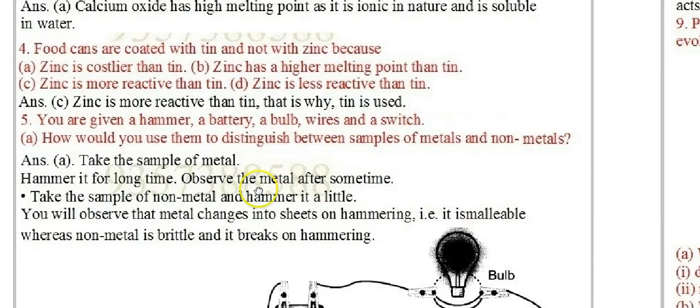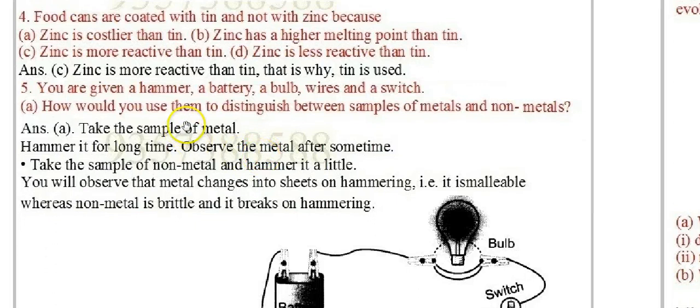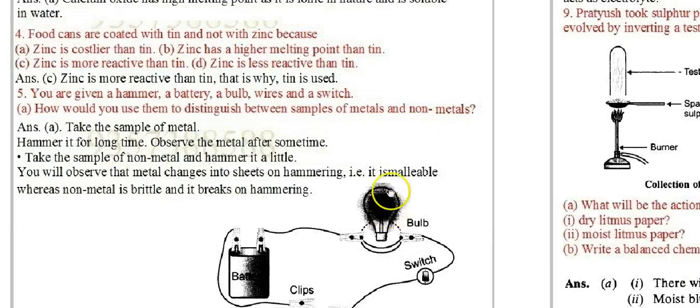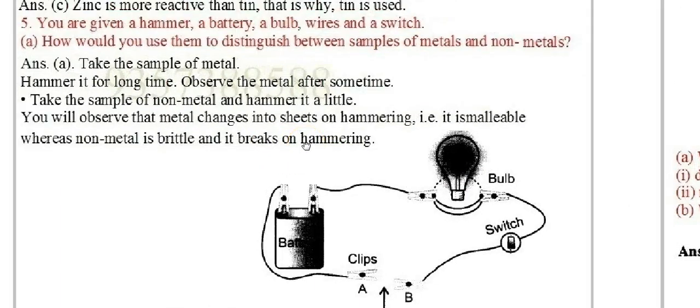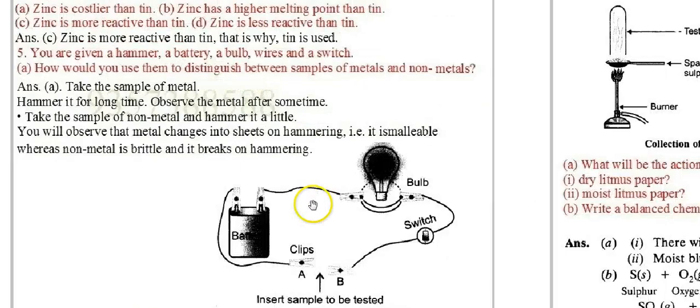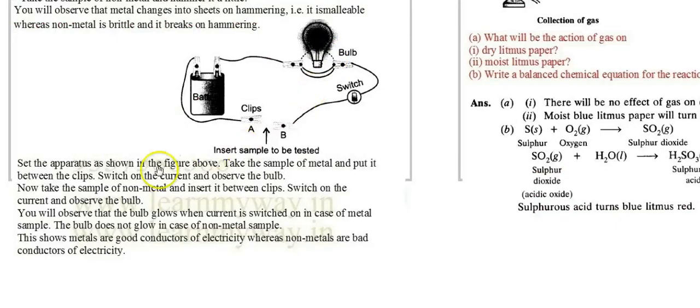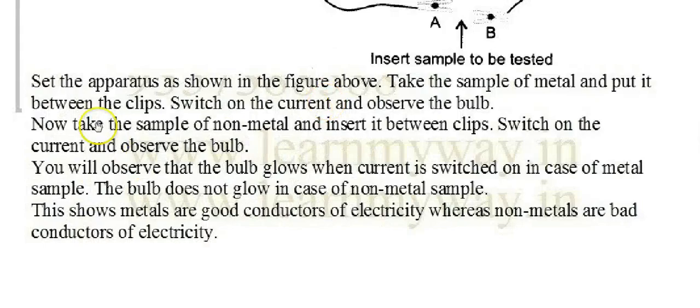You are given a hammer, a battery, a bulb, wires and a switch. How would you use them to distinguish between samples of metals and non-metals? So it's based on activity. You have to look very carefully and you must draw this figure for this answer. Then we move to the next question. You have to be very careful while attempting this question.